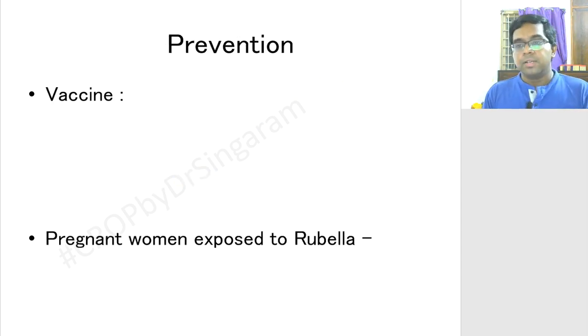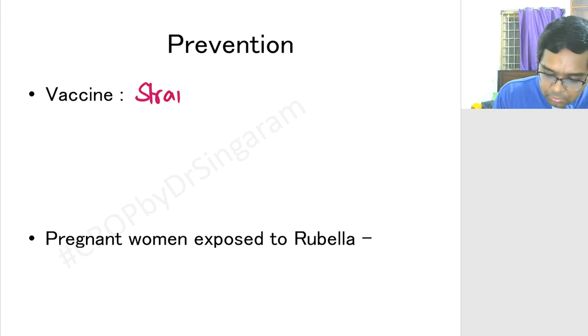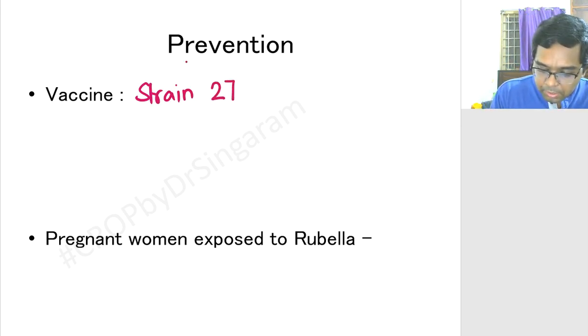Now coming to the last point, what is the prevention of congenital rubella syndrome? Why do you think this is very important? This is very important because we cannot just treat congenital rubella syndrome, right? The baby can suffer from the consequences very clearly. So prevention is the most important part in the management of congenital rubella syndrome. And the only thing which helps in the prevention is the vaccine against rubella virus. And you all know the strain which is commonly used in the MMR vaccine. What is that? It is strain RA27/3.